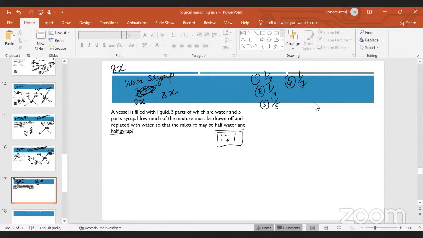Half and half means equal, 1:1. Yes or no? So from 3:5, we have to make 1:1 by removing something and by adding water. Right? This is the question. 3:5 was the ratio. You have to take out something, so you have to subtract something and add something to make 1:1. Think.